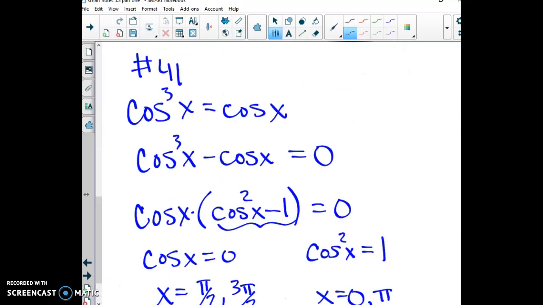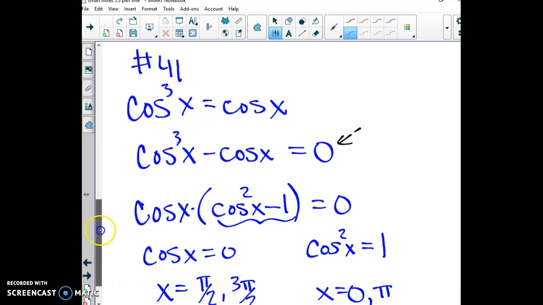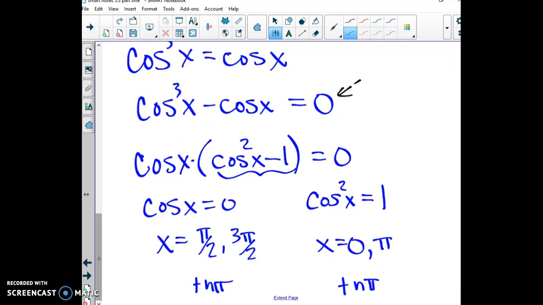So in 41 we're going to gather all terms on the same side and then see what we can do. At this point we have subtracted cosine x from both sides. We see that we have a factor of cosine x in both terms, so we factor that out. We have a product, cosine x times cosine squared x minus 1. We take each of those, setting them equal to 0. For the second factor we get cosine squared x equals 1, and so of course taking the square root of both sides we get cosine x is equal to the square root of 1, which is just 1. We know that happens at 0 and pi.